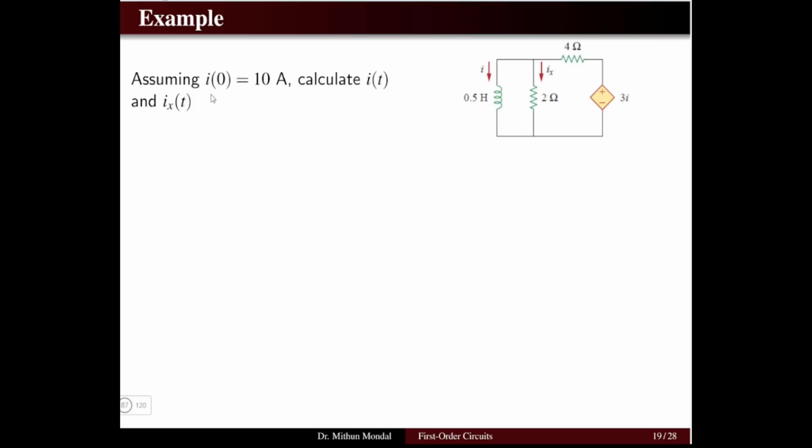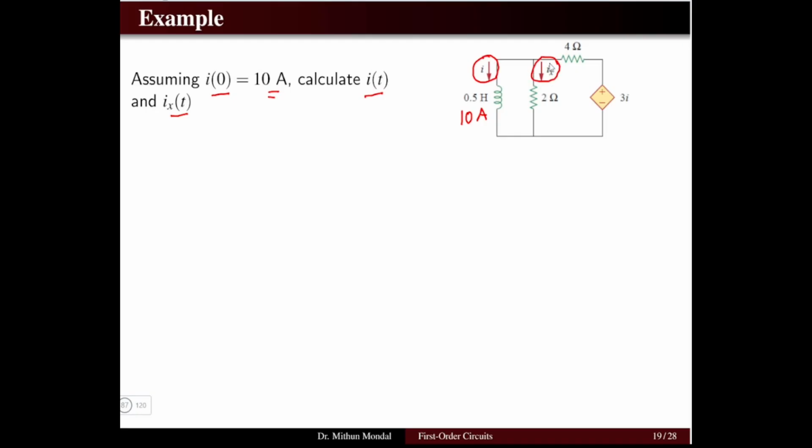Now assume that the current I naught is equal to 10 ampere, that is, the current which is flowing through the inductor at time t equal to 0 is 10 ampere, or rather we can say that the inductor initial current is 10 ampere, which is the current stored in the inductor. Calculate the current I of t and Ix of t. I of t is the current which is flowing through the inductor. Ix of t is the current which is flowing through the resistor.